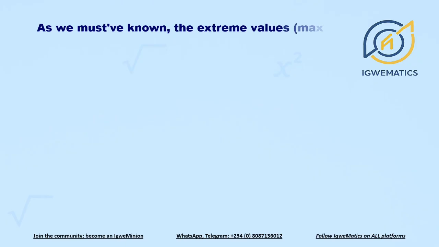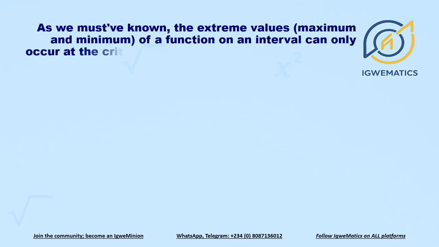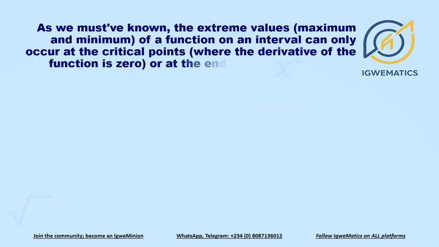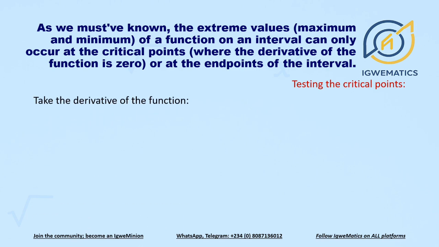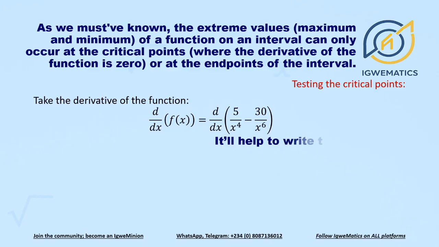As you must have known, the extreme values, maximum and minimum, of a function on the interval can only occur at the critical point where the derivative of the function is 0 or at the endpoint of the interval. Testing the critical points. Take the derivative of the function. d/dx f(x) is equal to d/dx of 5 divided by x^4 minus 30 divided by x^6. It will help to write this in indices.